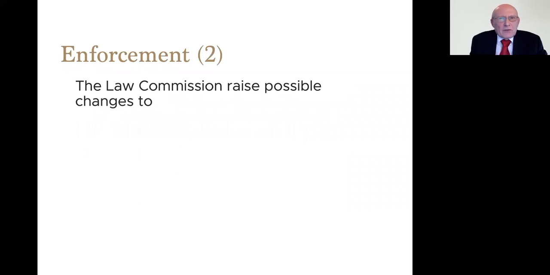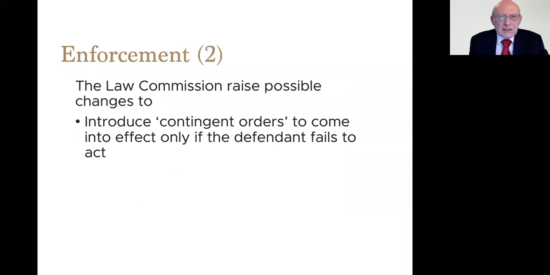So the Law Commission raised some possible changes to introduce what they term contingent orders. And what they're saying here is that when the confiscation order is made, the court could at the same time make a contingent order, let's say, to appoint an enforcement receiver over a particular asset 6 months from today, if the confiscation order hasn't been paid.